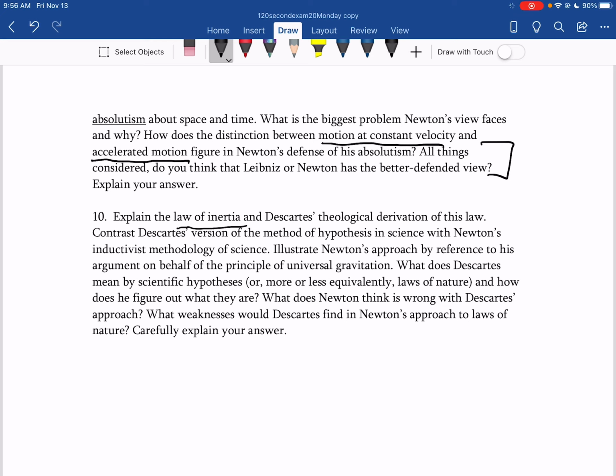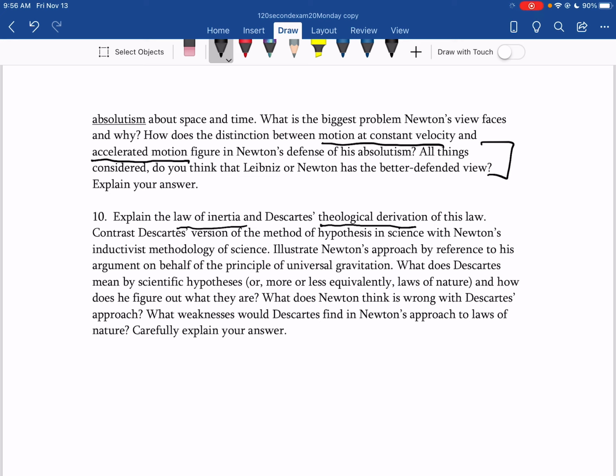Descartes derives this a couple ways. The one we talked about is theological, so you needed to work through the main parts of that argument. God is the source of all motion, God is unchanging, and God is perfect. So the amount of motion in the universe is unchanging, and a straight line is the simplest, most direct, most perfect way for things to move. And so, because motion derives from God, it has this property of being inertial.